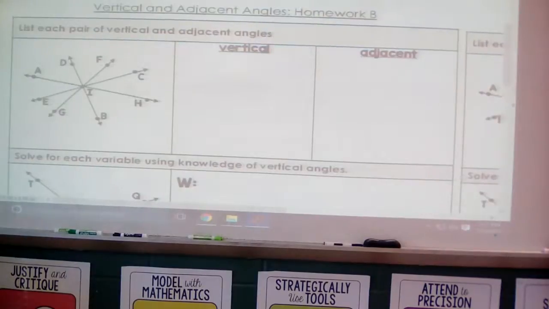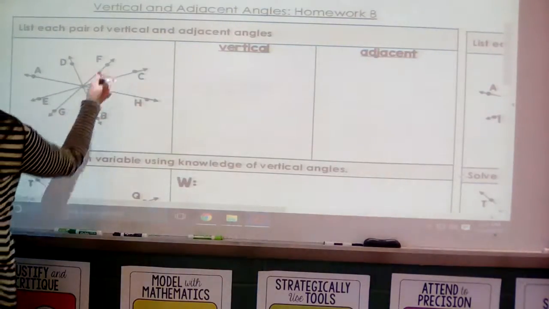So we're starting with vertical angles. And the definition of a vertical angle is angles that are formed when two lines intersect. They are opposite angles and they are congruent to one another. So congruent means the same.